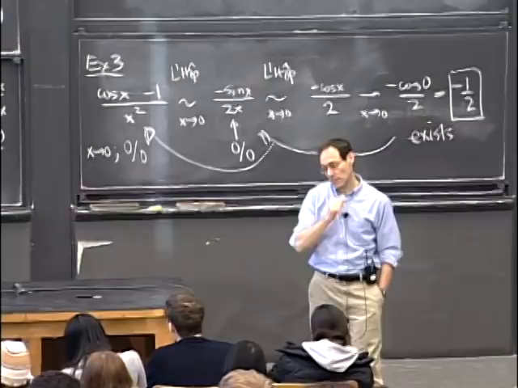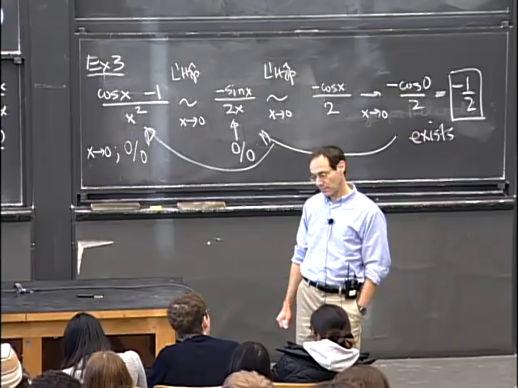Question. Why does the right-hand limit have to exist? Isn't it just the derivative that has to exist?